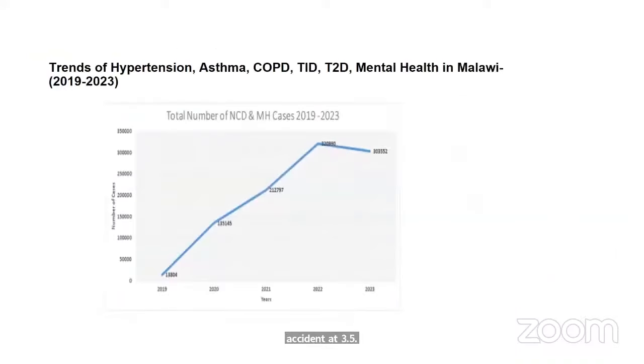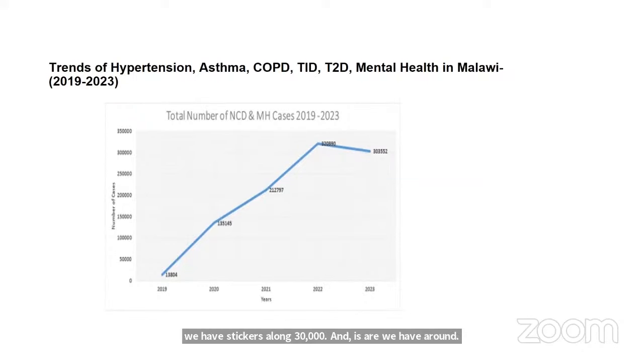I just wanted to show you the trends of hypertension and the other conditions that we are currently tracking in our NCD module in the DHIS2. This is excluding the 10 plus. Currently we have figures around 30,000 plus. But these figures are just showing what is in the districts and the selected health facilities. So I will explain more on this graph as I continue the presentation.